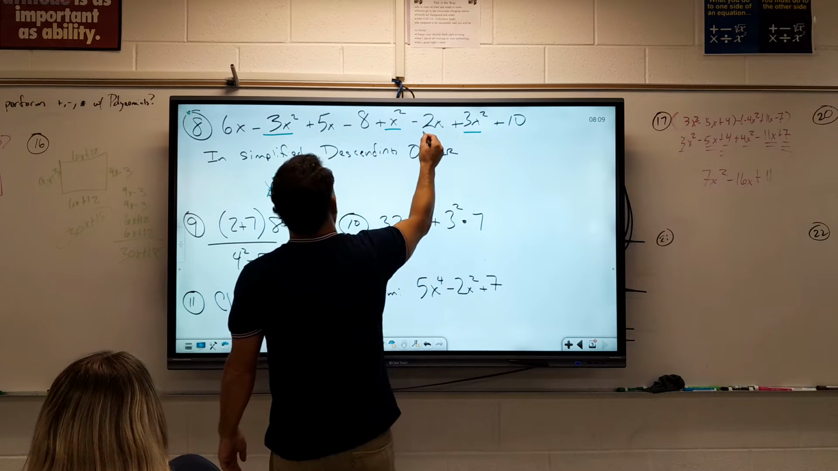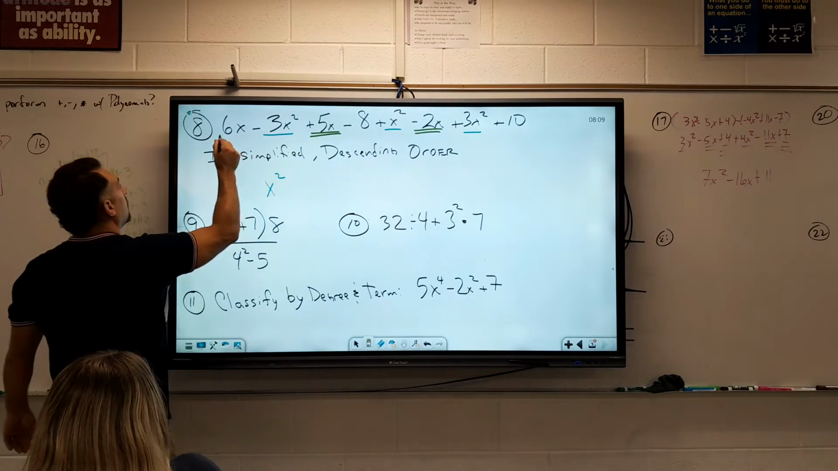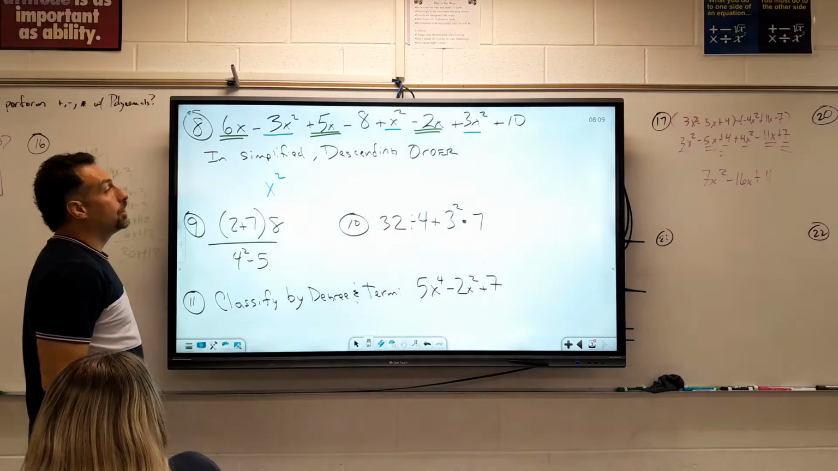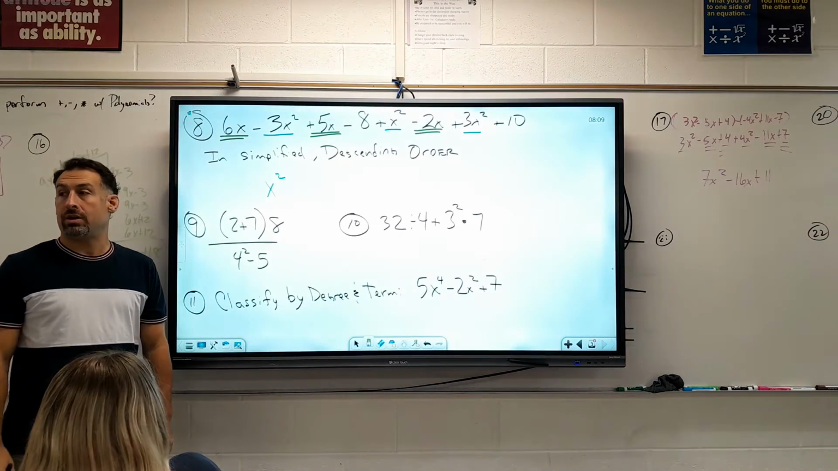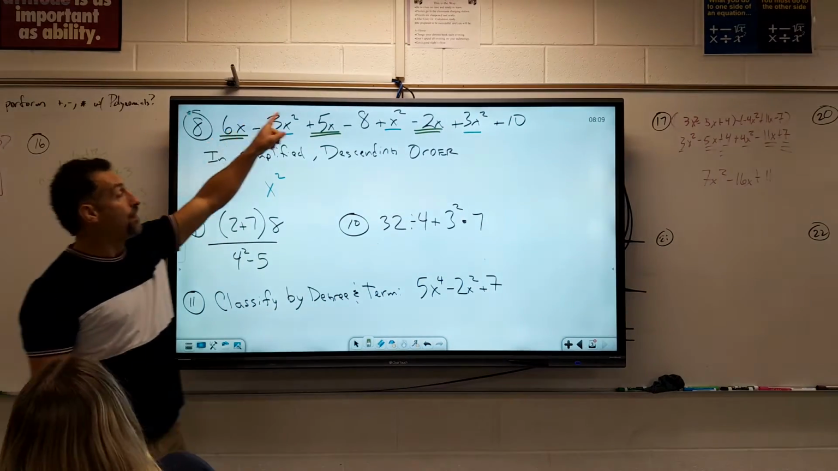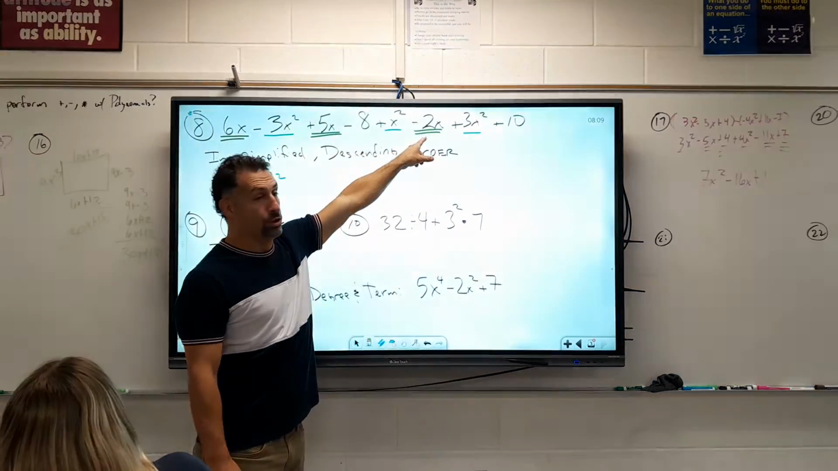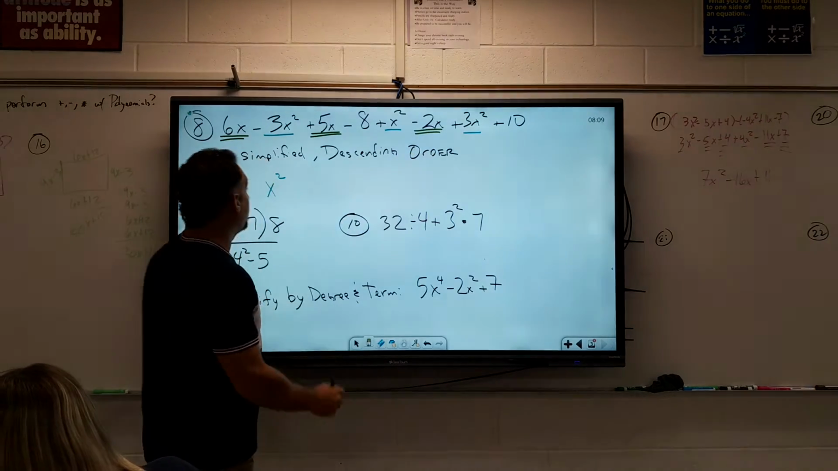Okay, the next biggest exponent is this one. Are there any other x's, regular x's here? So we have 6 and 5. What's 6 and 5? 11. Take away 2. 9. So we have 9x there.